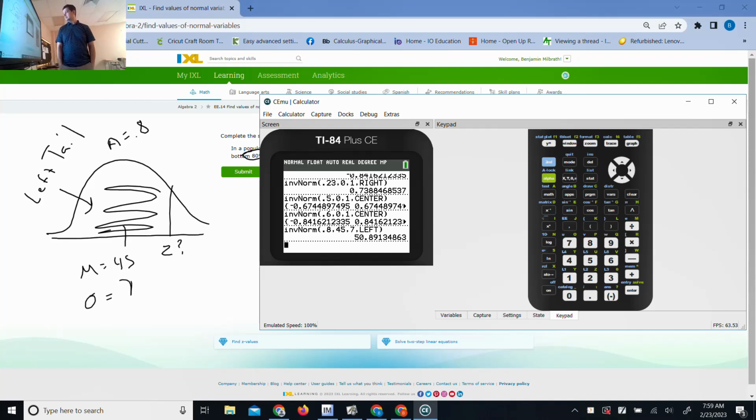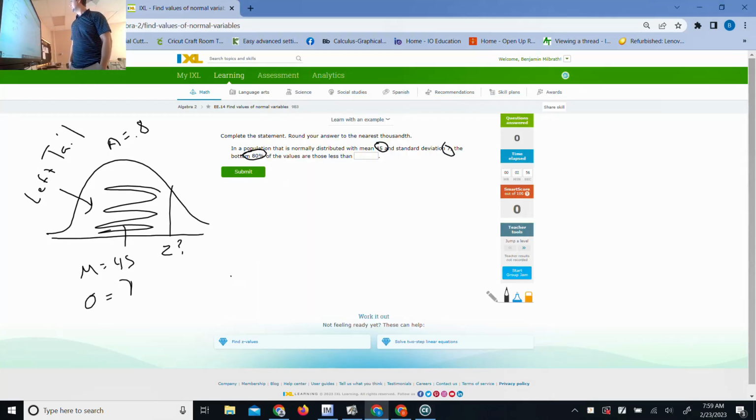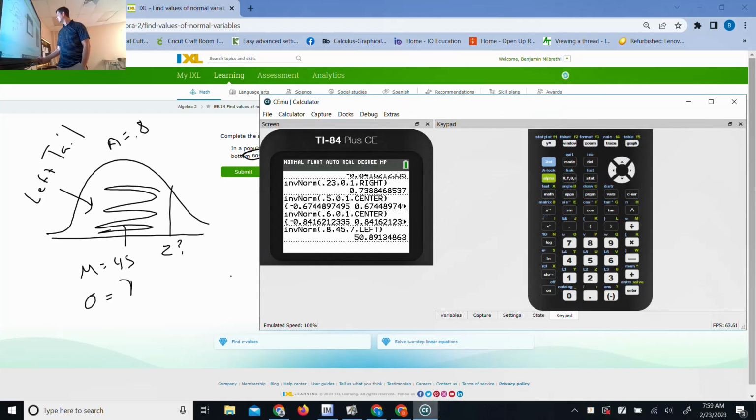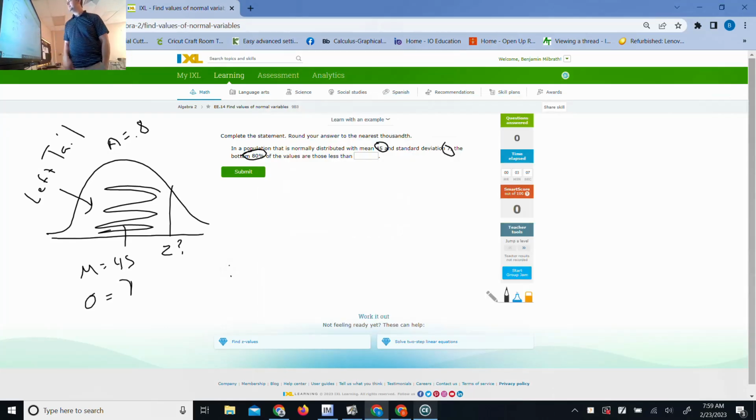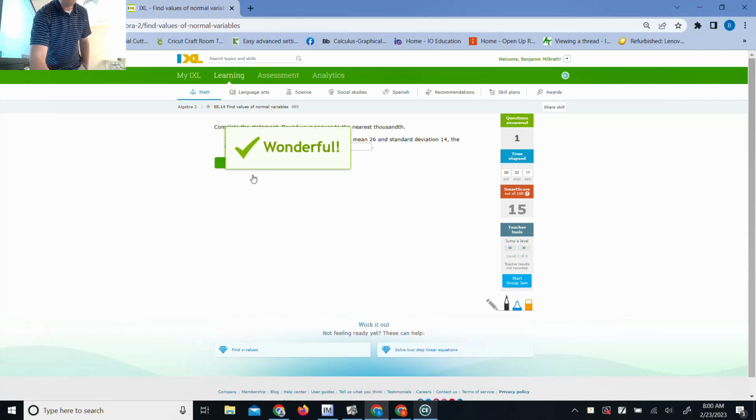So, 50.891. How do they want us to round? Nearest thousandth. So yes, 50.891, if I can remember right. 50.891. Let's hope I get this one right. Wonderful. Bottom 30.